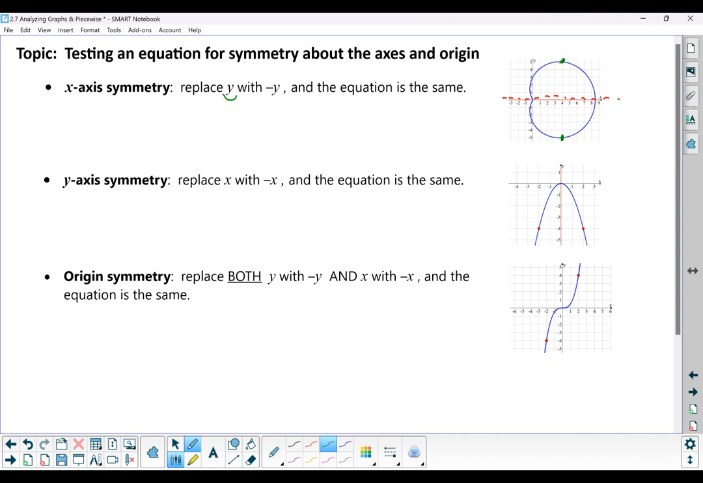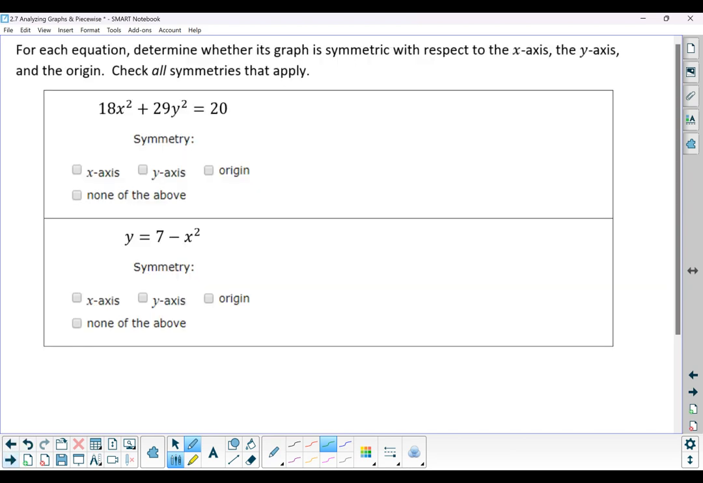And then to test for y-axis symmetry, you can see this second picture kind of gives an example of that. What we want to do is take the x in the function and replace it with negative x and see if it remains the same. And then for origin symmetry, you need to do both of those. Replace the y with a negative y and replace the x with a negative x and see if the equation remains the same. So that's a little bit confusing, but I think we're going to do several examples of it because it is pretty tricky for people at first.